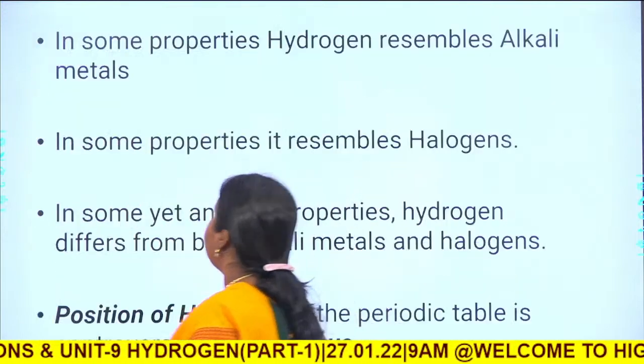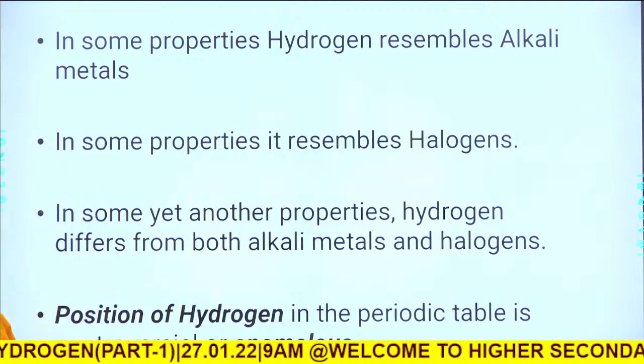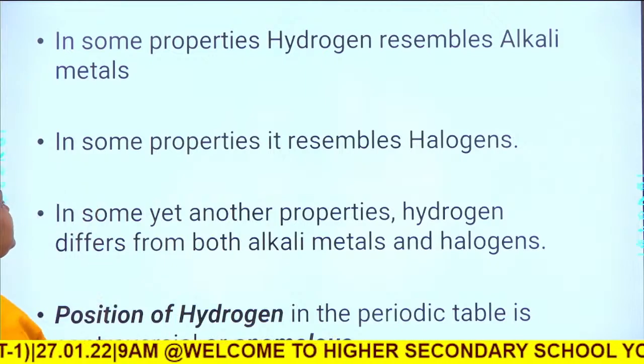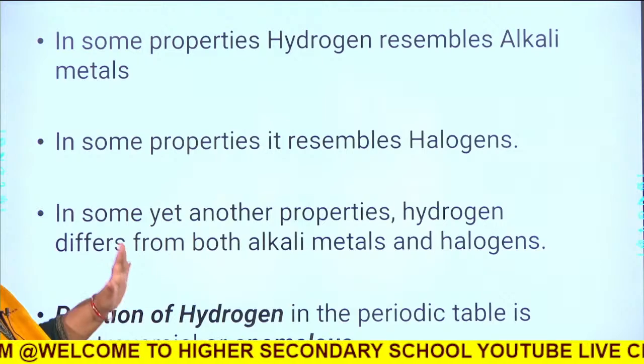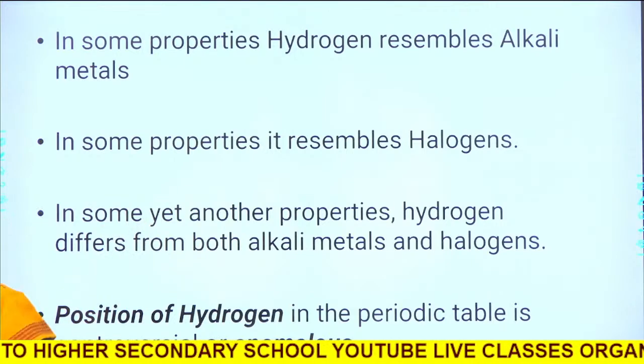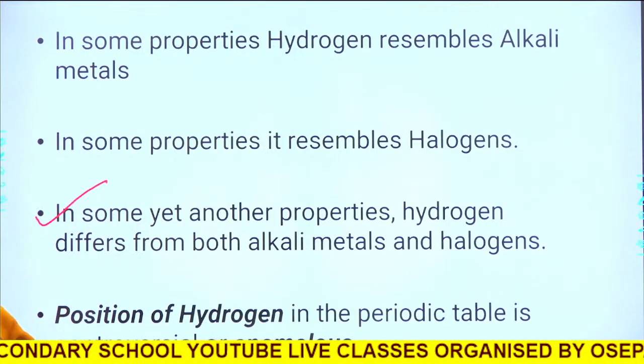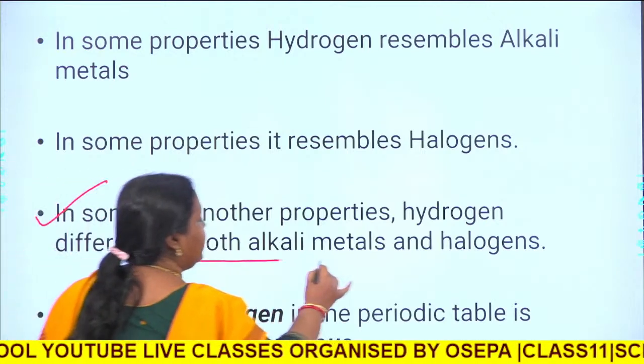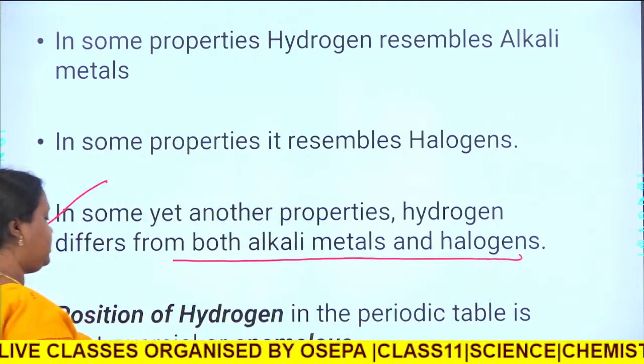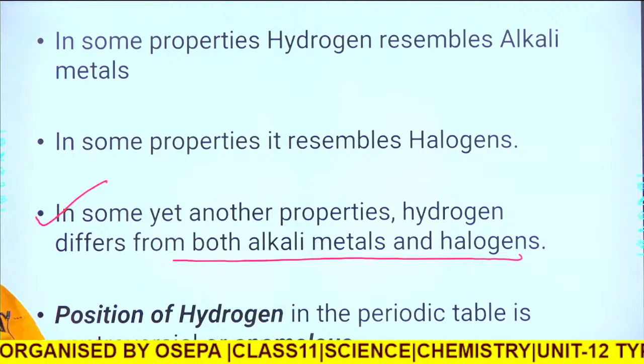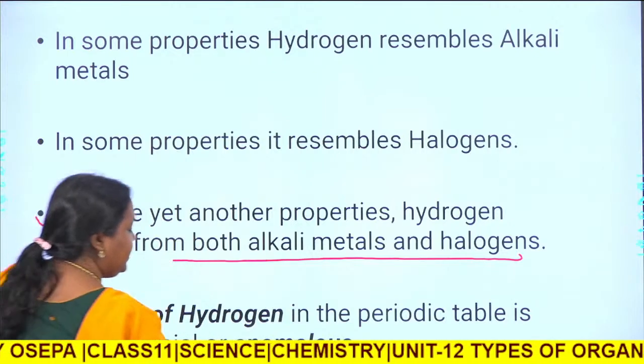So let us see one by one. In some properties hydrogen resembles alkali metals, in some properties it resembles halogens, and in some other properties hydrogen differs from both alkali metals as well as halogens. So the position of hydrogen in the periodic table is still anomalous.